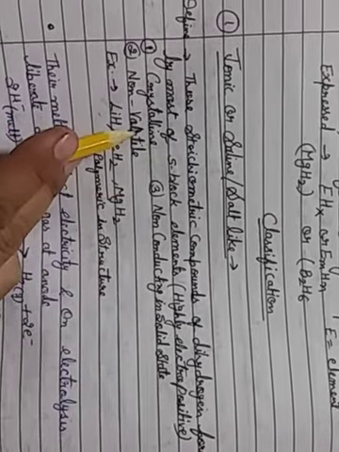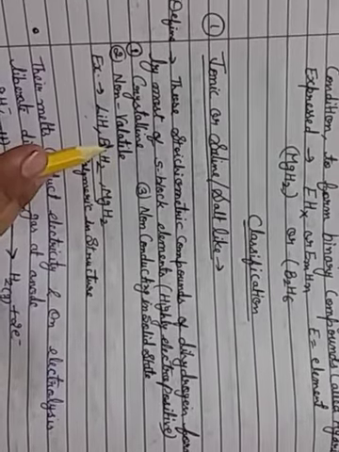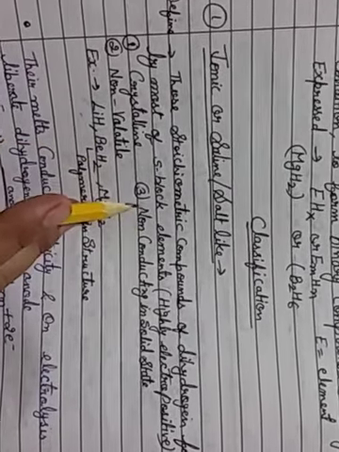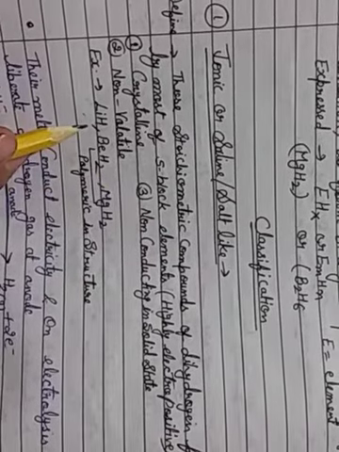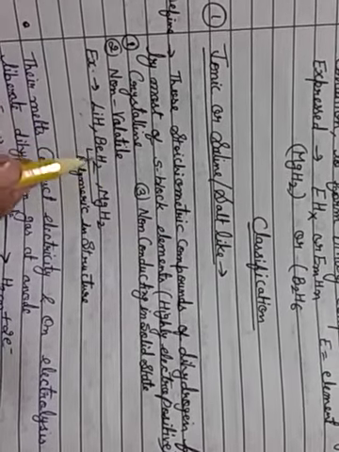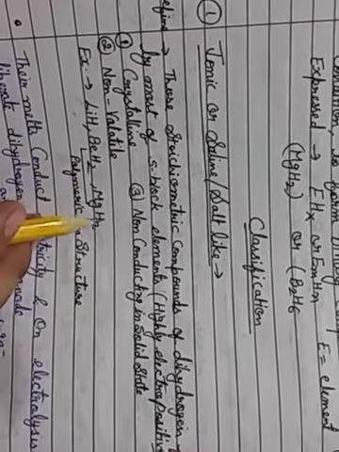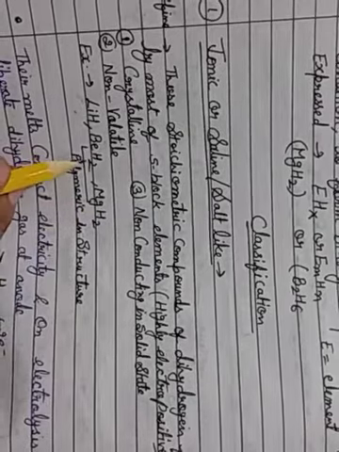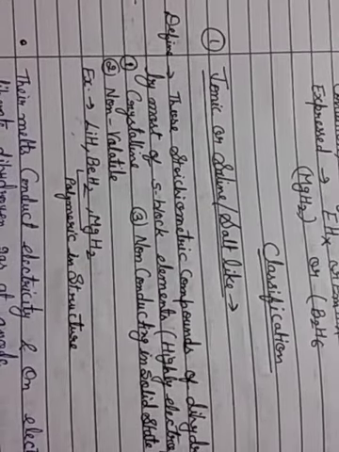It is crystalline and non-volatile, that means it is not vaporized. Third, it is non-conducting in the solid state. Examples are LiH, lithium hydride, BeH2, beryllium hydride, and MgH2, magnesium hydride. Both beryllium hydride and magnesium hydride are polymeric in structure.